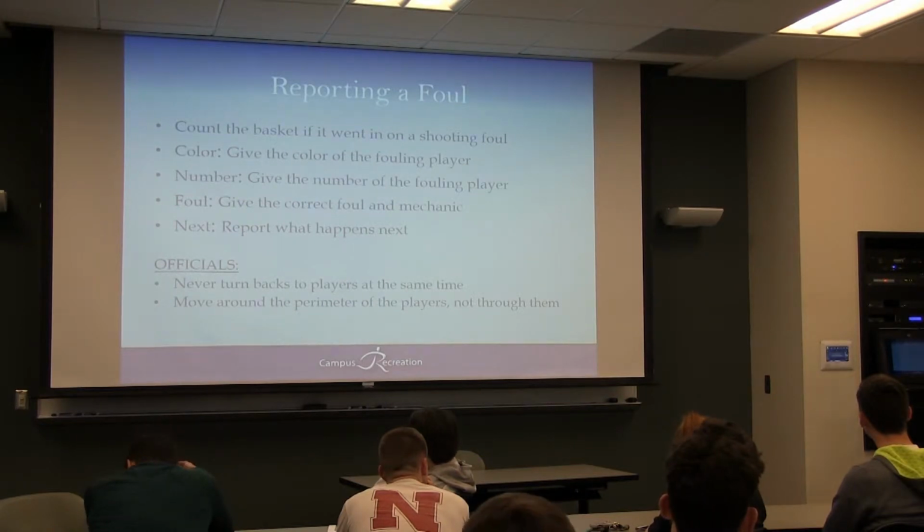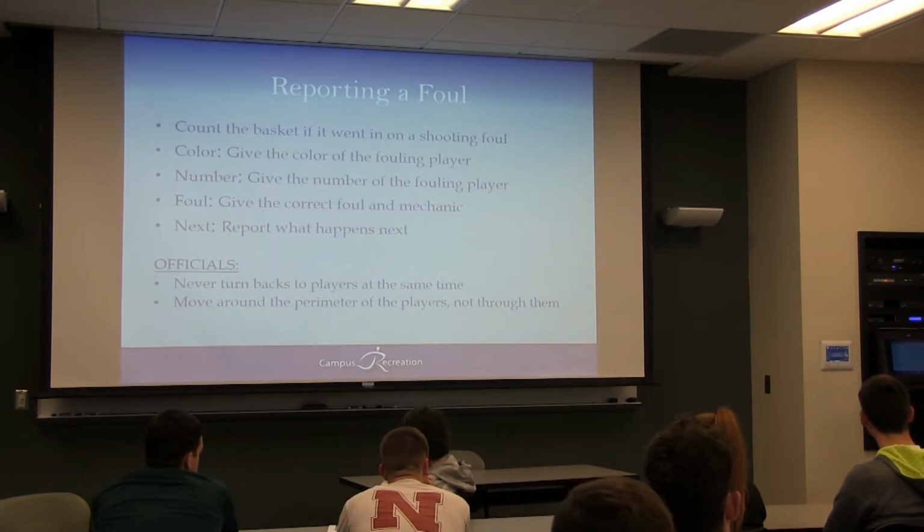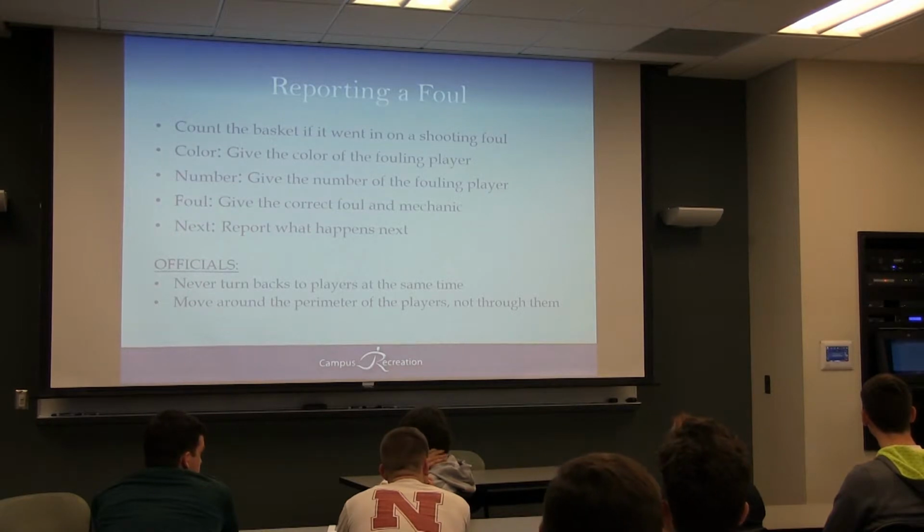The first thing you say is, count the basket, if it went in. If nothing happened, if it's a regular shooting foul, you don't need to say anything. So you say count the basket, white or blue, those are our colors, then the number, so white 35, whatever foul it is: hit, hand check, block, charge. Then report what happens next. You would say two shots, baseline out of bounds, sideline out of bounds, just what happens next.